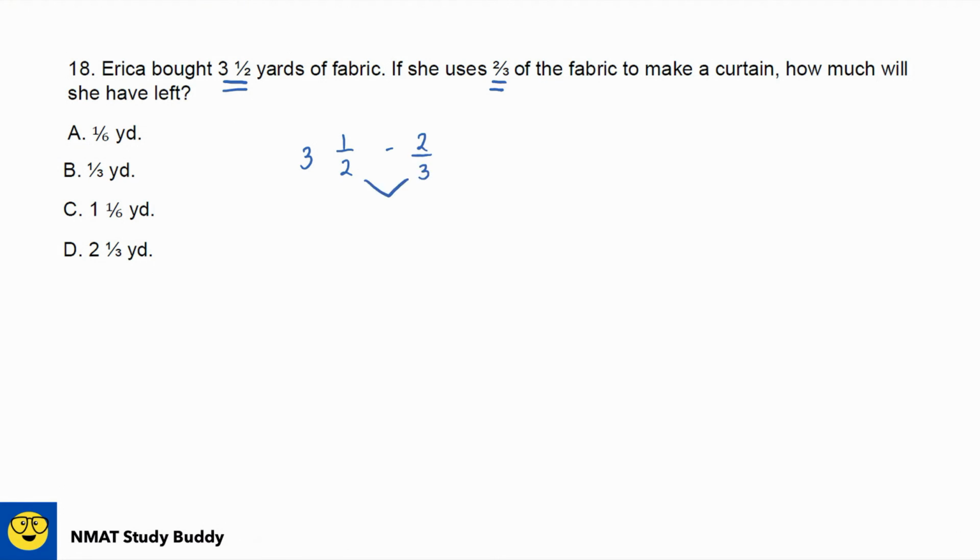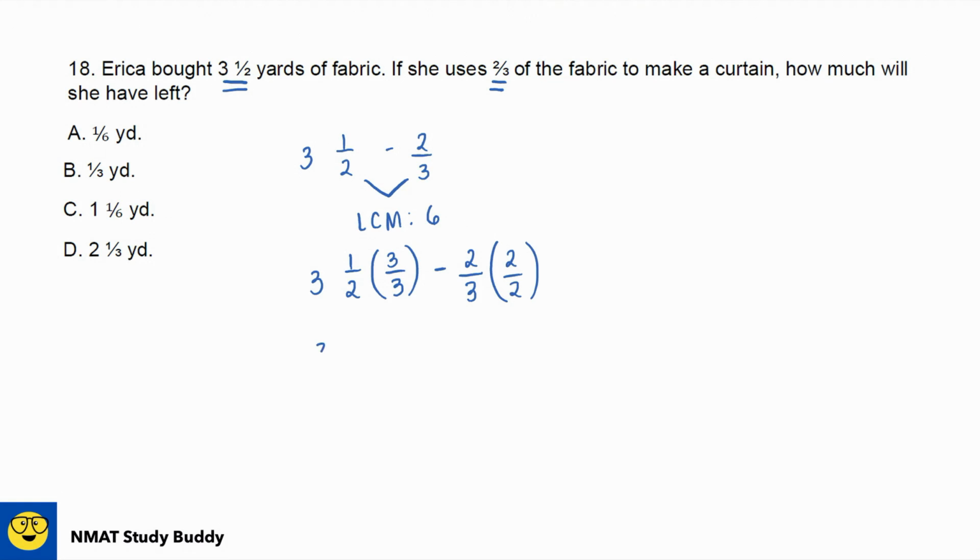As you can see, you cannot immediately subtract the numerators of the fractions because they have different denominators. So, what you can do is get the least common multiple of the denominators. In this case, the LCM is equal to 6, since 2 times 3 is 6. And then, you need to transform the fractions so that the denominator becomes 6. So, 3 1/2, you need to multiply it by 3 over 3 to get a denominator of 6. Then, multiply 2/3 by 2 over 2.